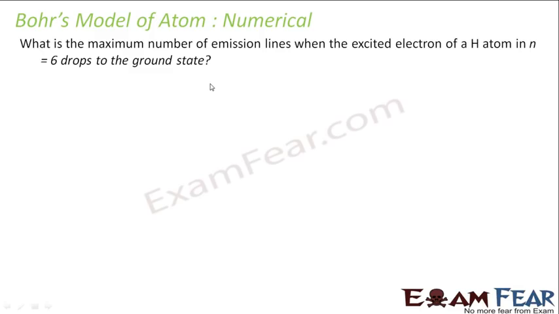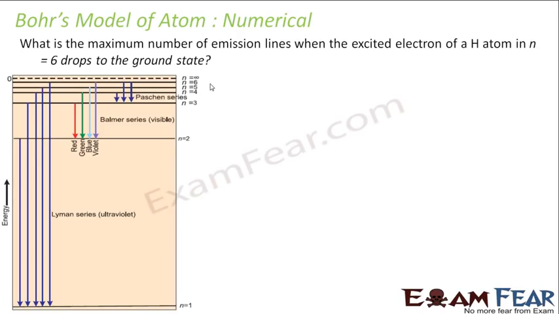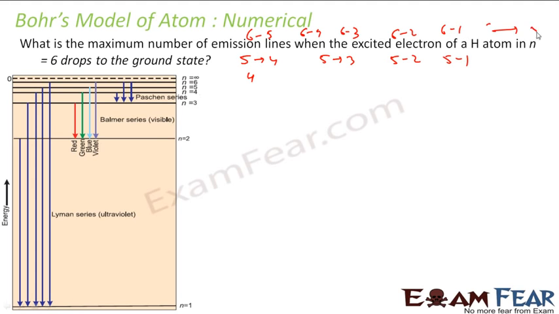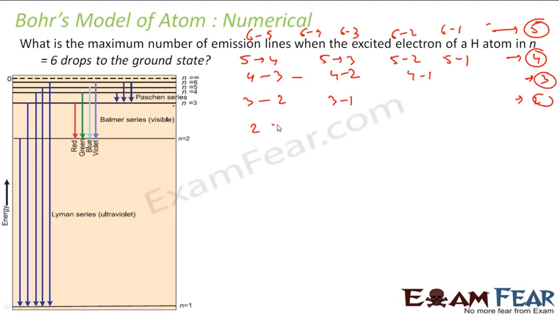What is the maximum number of emission lines when the excited electron of hydrogen at n equal to 6 drops to ground state? So if you see, it goes from 6 to 5, 6 to 4, 6 to 3, 6 to 2, 6 to 1, right? So these are 5 possible options here. From 5th it can go in 4 possible ways. From 4 it can go to 3, 4 to 2, 4 to 1, 3 possible options. From 3rd it can go to 2, or to 1, 2 possible options. From 2nd it can go to 1, only one possible option.